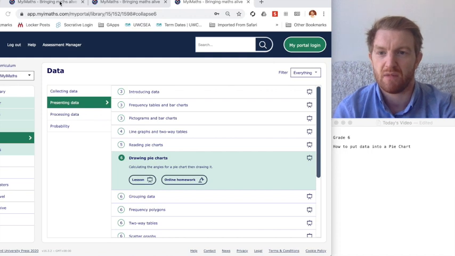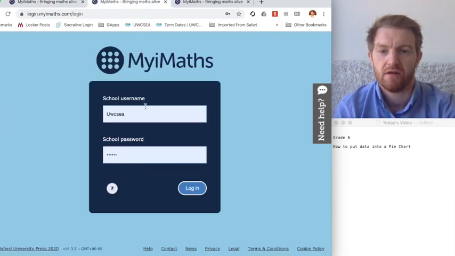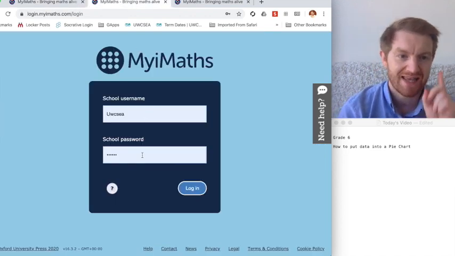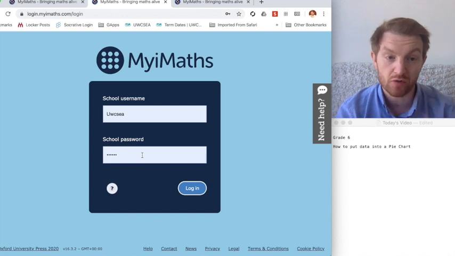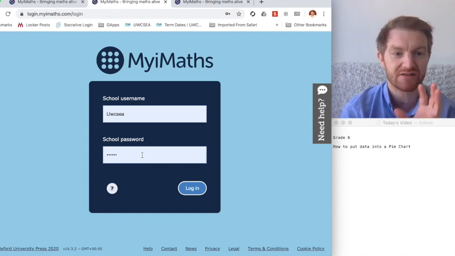Have a look at the My iMaths thing now then, for those of you who want to do this. If you just go to myimaths.com, click login, use your school username and password. If you can't remember yours, there is that Google document we made in the first lesson of the year with all your usernames and passwords. Please do refer to that.